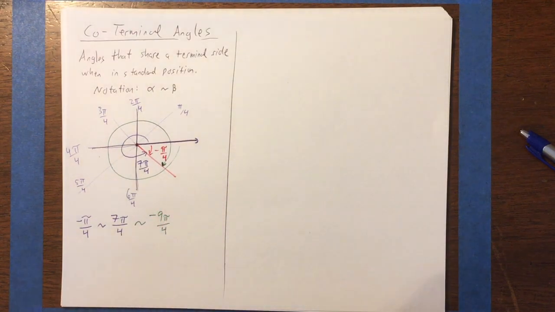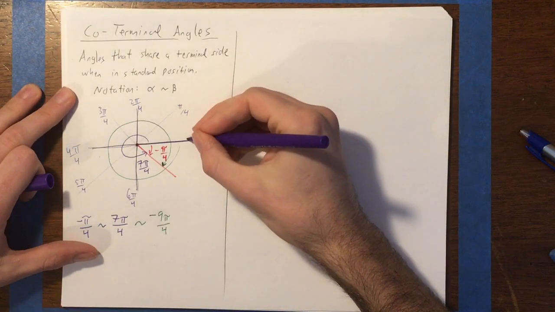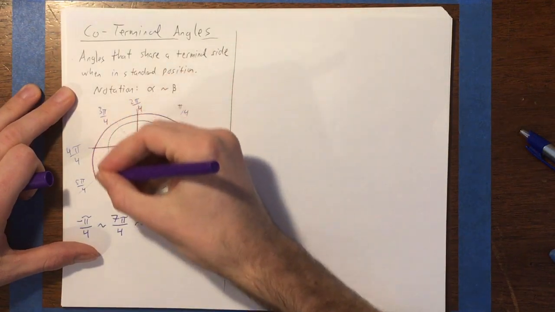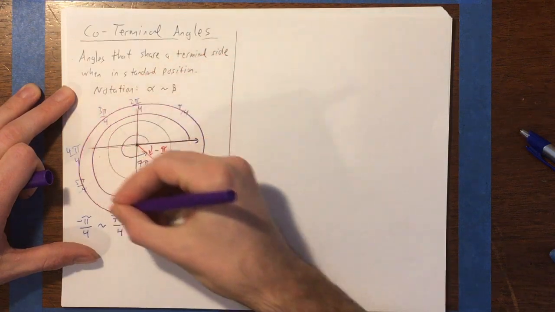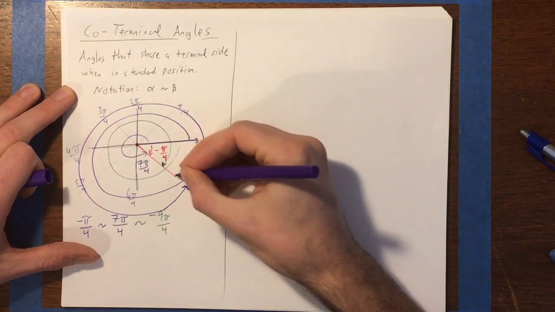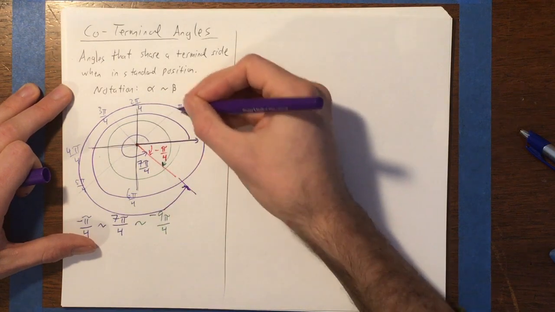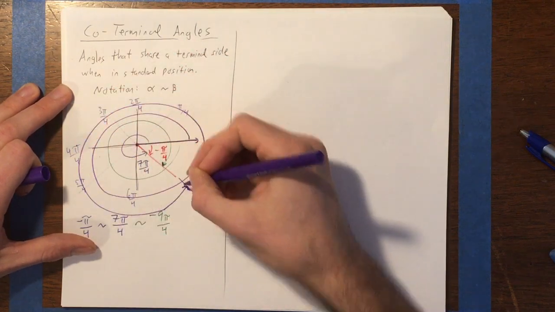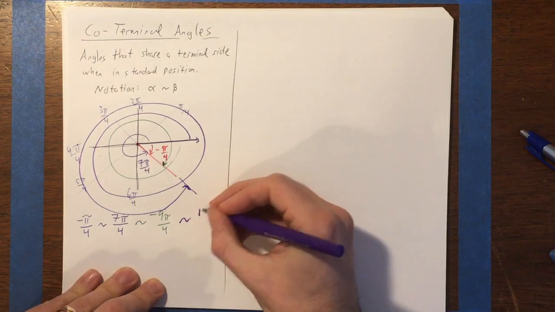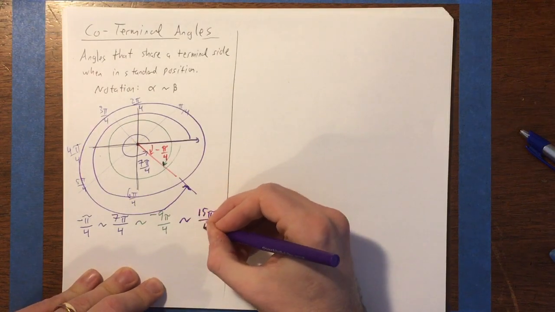And then let's do it one more time, going counterclockwise around the circle. If I go all the way around and then all the way around again and then stop, then it's like I went 8 pi over 4, and then 8, 9, 10, 11, 12, 13, 14, 15. This is also coterminal with 15 pi over 4.